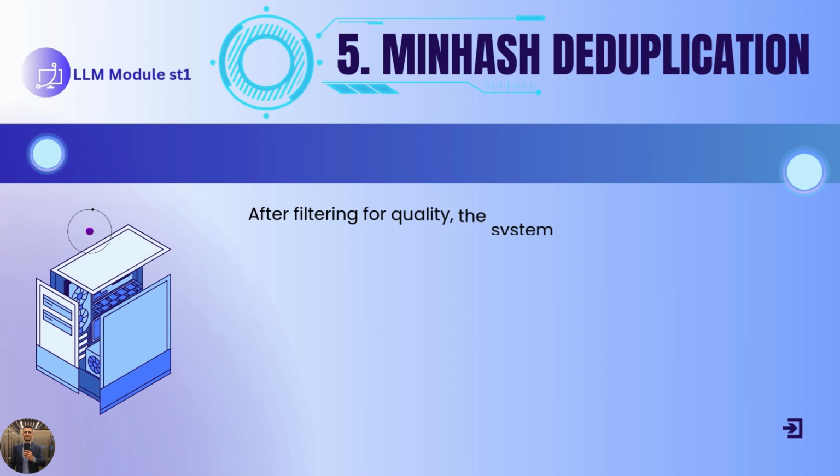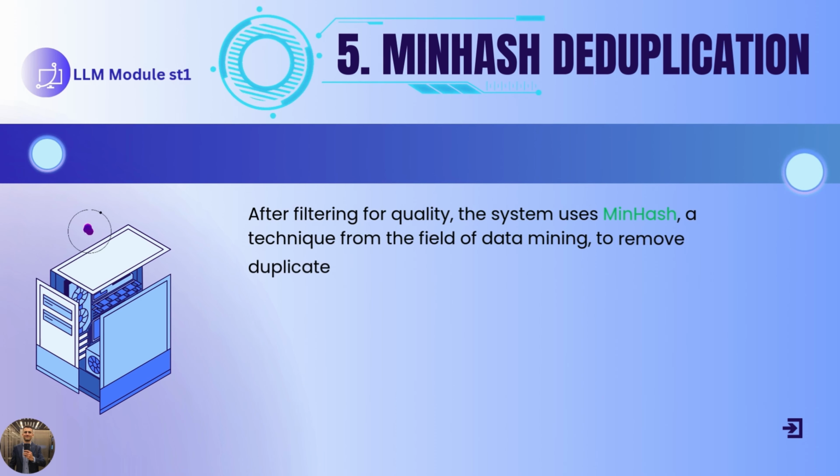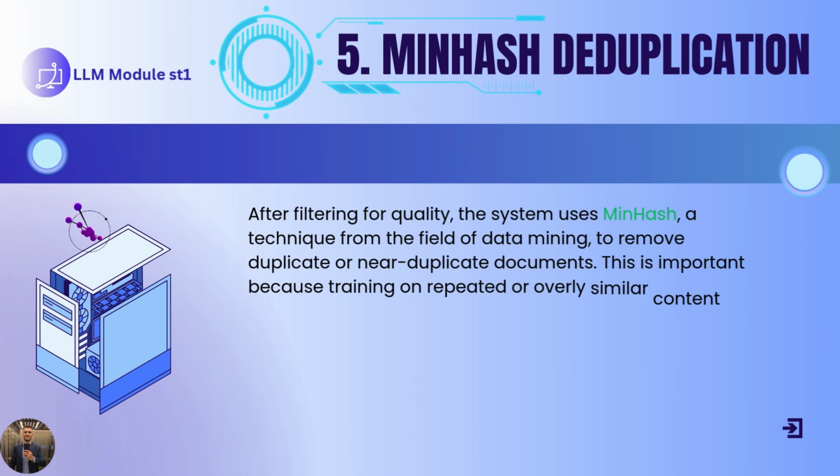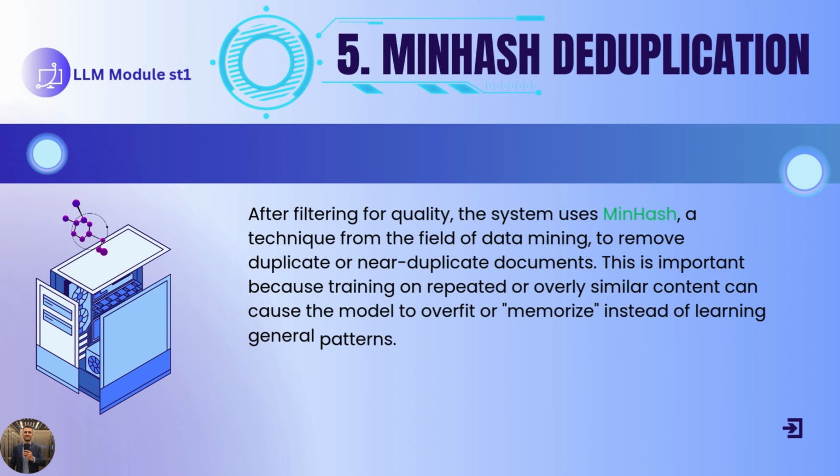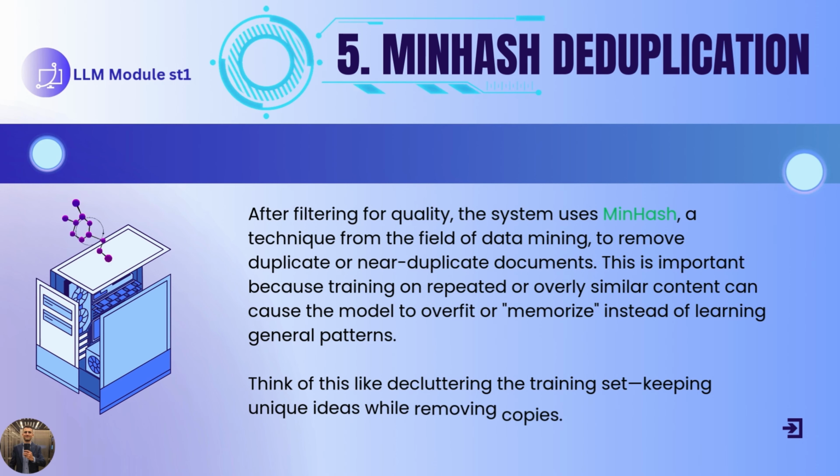5. MinHash Deduplication. After filtering for quality, the system uses MinHash, a technique from the field of data mining, to remove duplicate or near-duplicate documents. This is important because training on repeated or overly similar content can cause the model to overfit or memorize, instead of learning general patterns. Think of this like decluttering the training set, keeping unique ideas while removing copies.